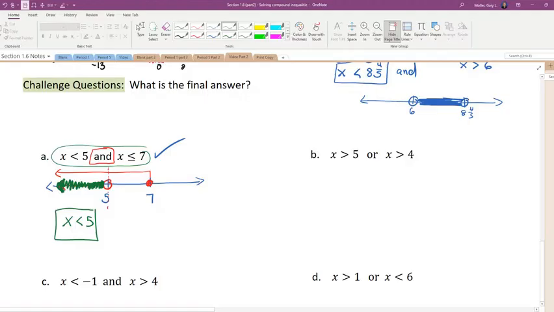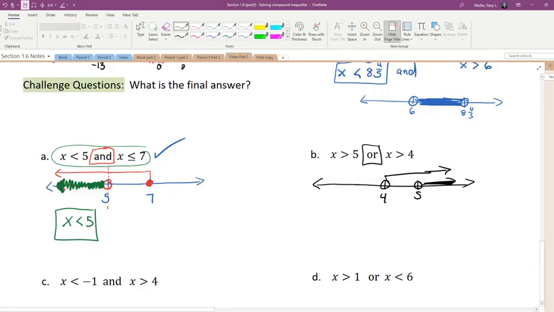So let's go to B. Let's not assume we know what's going on. Don't go into autopilot mode. Let's think it through. Here's 5. Here's 4. x is greater than 5. That's everything this way. x is greater than 4. That's everything this way. So we have a similar scenario happening as we did on part A, but this time it's "or." So any point that's listed is an answer.